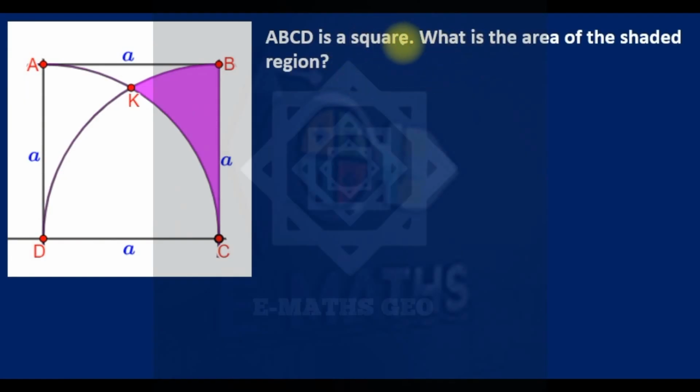Where ABCD is a square, what is the area of the shaded region? So the first thing I have to do is to join some parts. So let's join D, K, and C. So we've joined D to K and C to K. And if you notice, this is like a quarter circle, as DAC is a sector. That's a quarter circle. Now also, this is also a sector, a quarter circle.